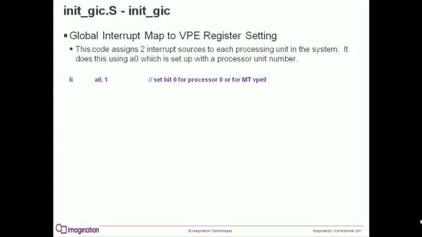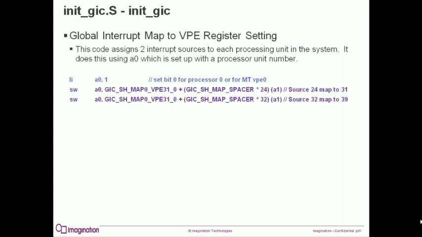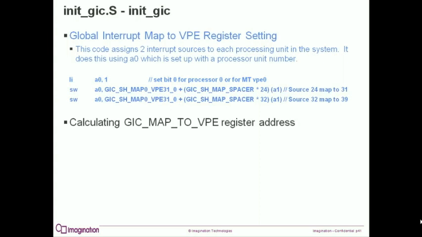A0 is primed with a 1 for the first processor, processor 0. Then the code stores the value in A0 to the appropriate map registers. The interrupt sources are divided into 2 groups, one group from 24 through 31 and the other group from 32 through 39. The code will take one interrupt source from each group and program it to a processor.